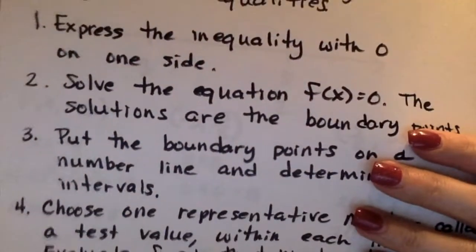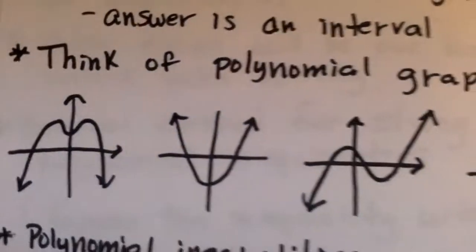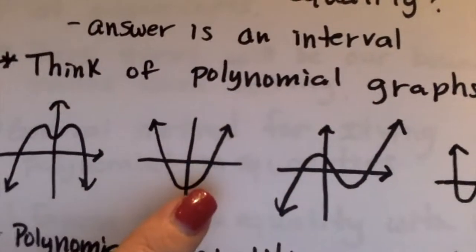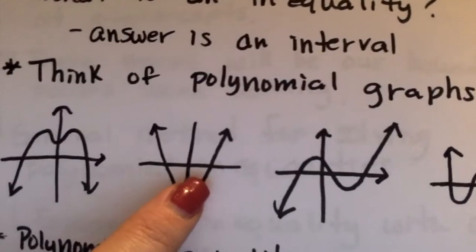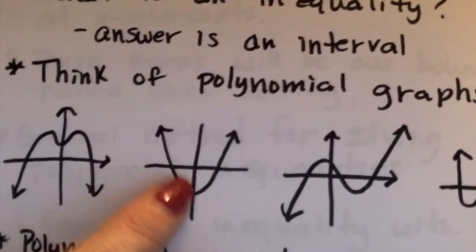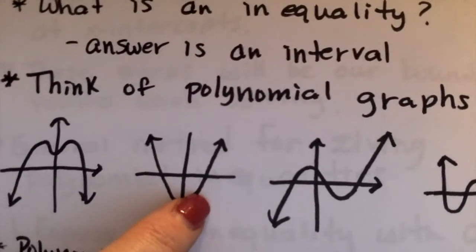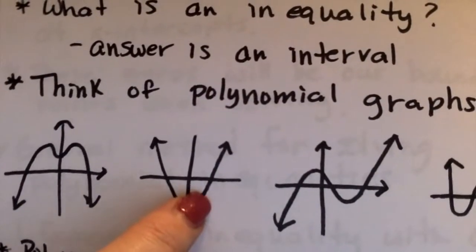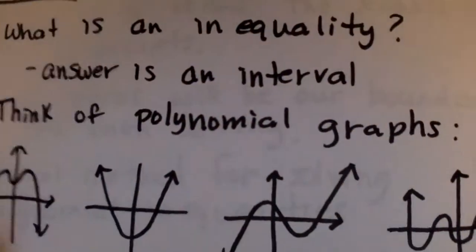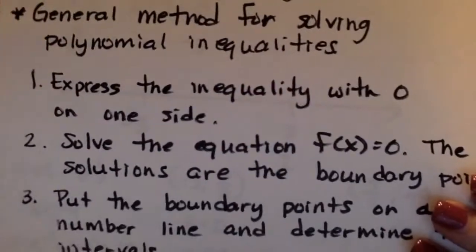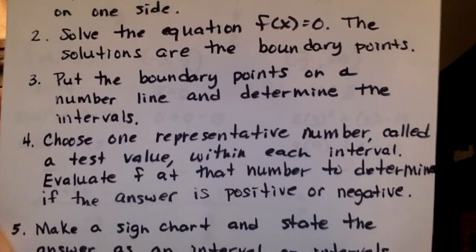One of the things that we know by looking at these graphs is, for instance, on this one, if it has a 0 here and it has a 0 here, everything in between there is going to be either positive or negative. It can't be some positive and some negative, or else it would have crossed back over the x-axis. So we use those intervals and a representative value within the intervals to help us know if it's positive or negative.